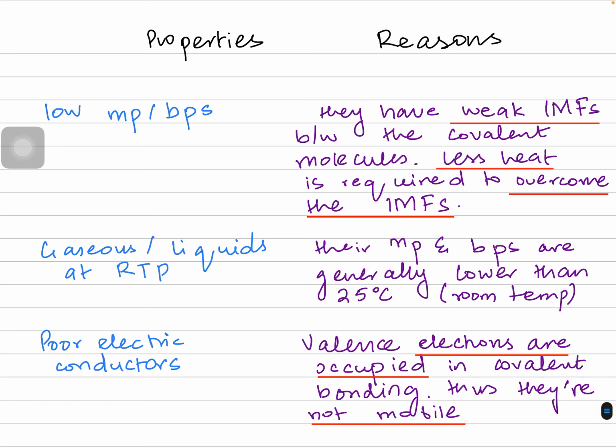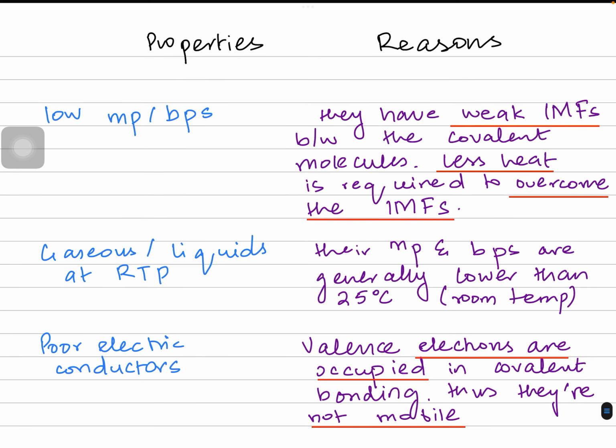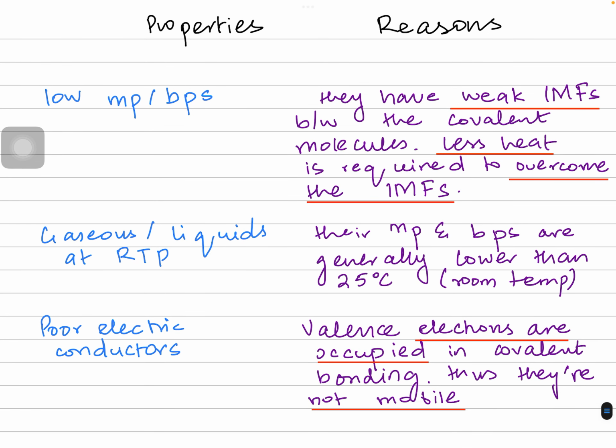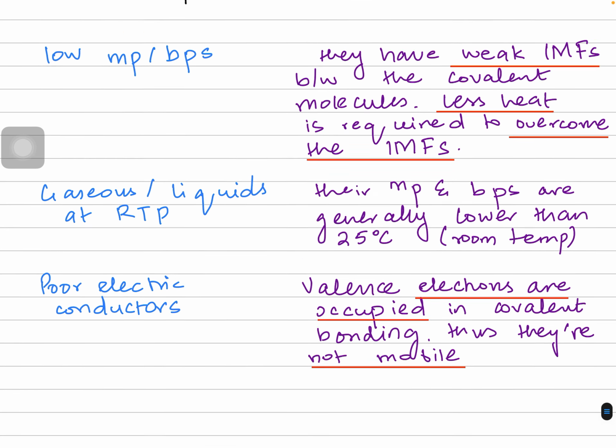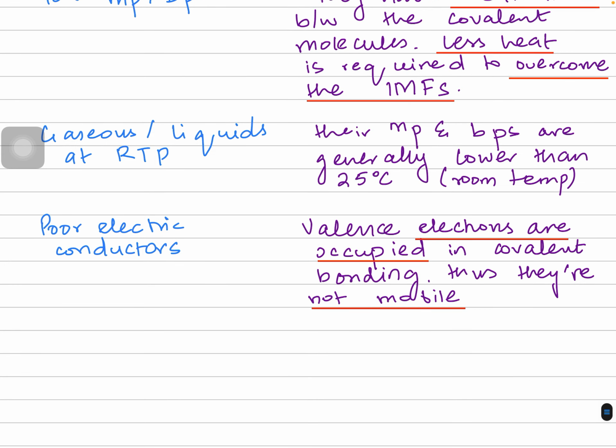Molecules get some heat, they vibrate, they move away from each other, and that is why they had low melting and boiling points. We know that they were normally gaseous or liquid at room temperature because they had lower melting and boiling points, obviously lower than 25 degrees Celsius. And then we saw that they do not have any mobile electrons, as all the valence electrons were already occupied in covalent bonding. So when electrons were shared, there's no point in expecting them to conduct electricity. So they could not conduct electricity.